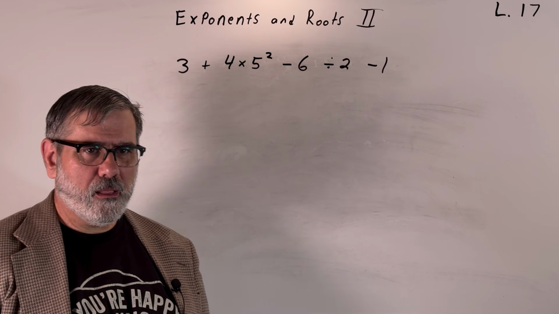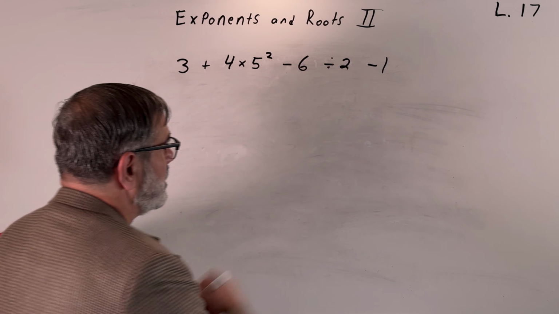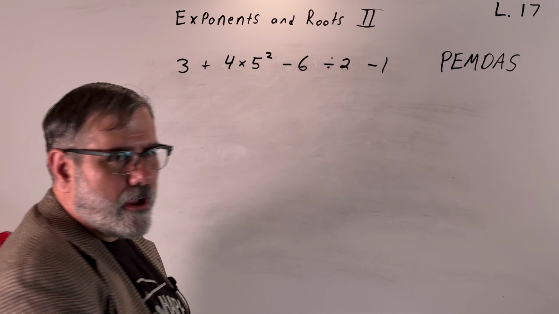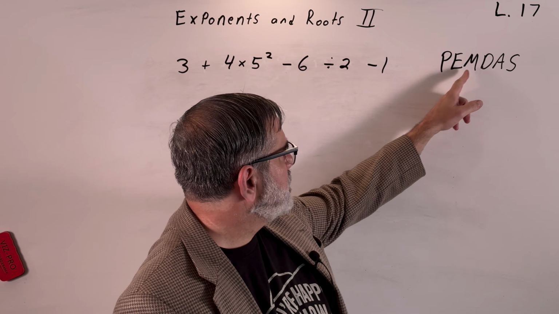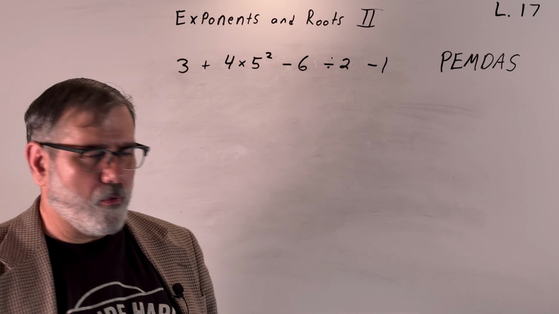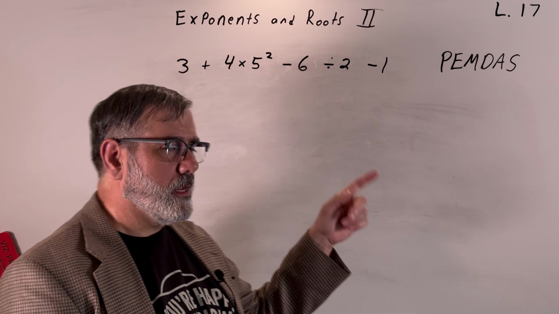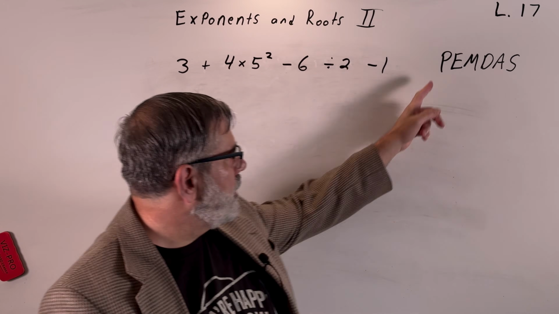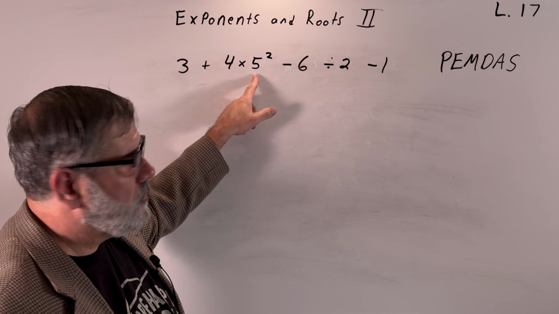Now, traditionally, the way that this is taught is called PEMDAS. It's an acronym. It stands for parentheses, which we have none of here, exponents, multiplication, division, addition, subtraction. That's what they call the order of operations, with the additional rule that we always work from left to right. So you do the parentheses first, then you take care of the exponents. We have an exponent here, so we'd write 5 squared is 25.